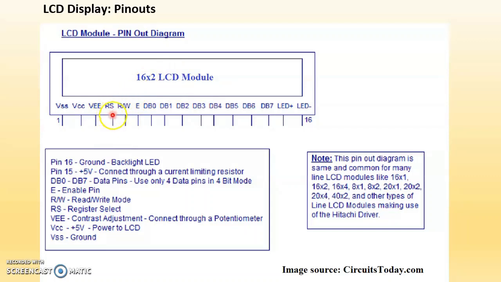RS is the register select pin, which selects the working register for this LCD module. Then these are the supply pins. VSS is the ground pin, and VCC is the supply pin which has to be connected to plus 5 volt. We can take the supply from the Arduino module itself. And VEE controls the contrast level of the characters displayed here, so with the help of a potentiometer we have to connect this pin. So these are the various pins available on this LCD module.